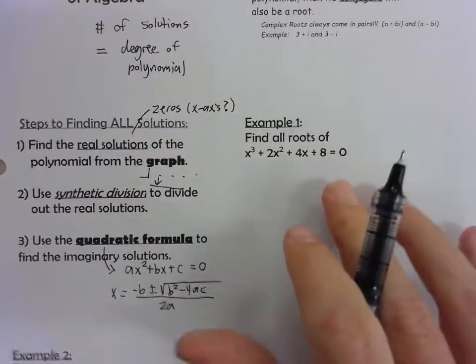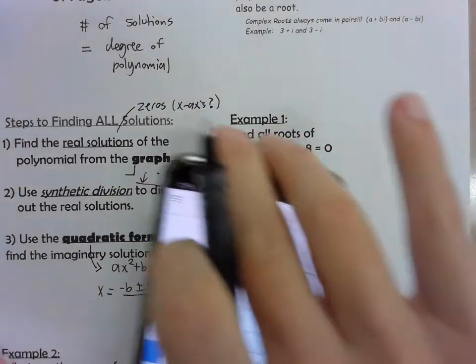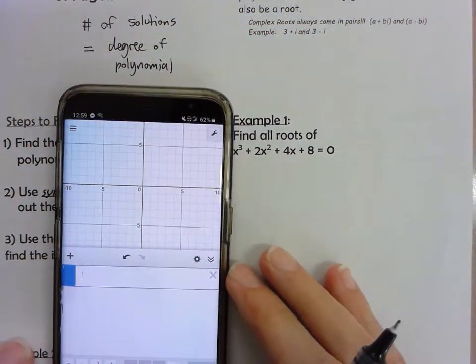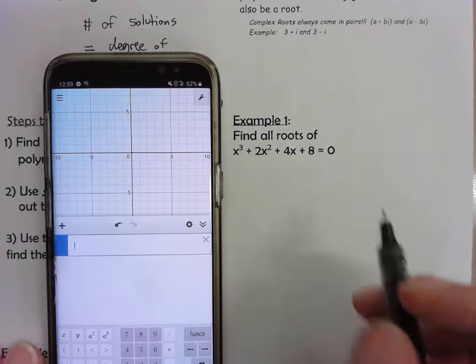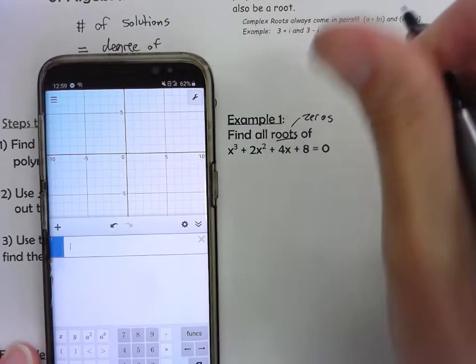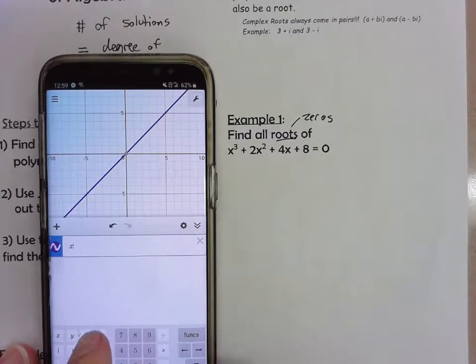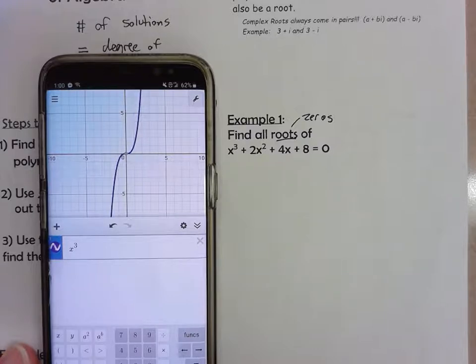So let's dig in to see how we do example 1. We'll want to pull up, I like to use Desmos, but you can use your TI calculator as well. Our goal is to get all the roots, which are another name for zeros. So we'll put that in our calculator: x to the third power plus 2x squared plus 4x plus 8.